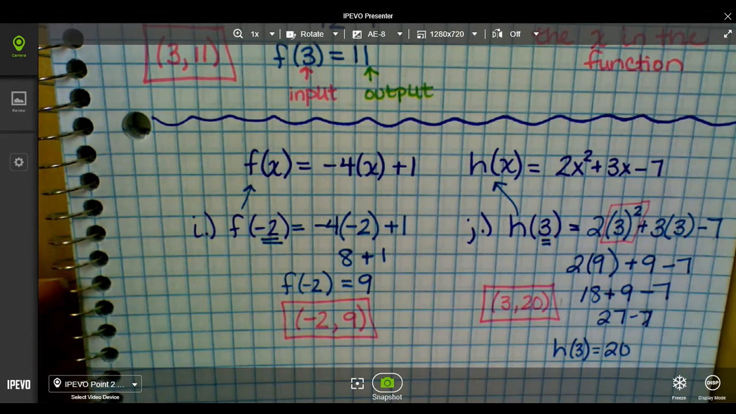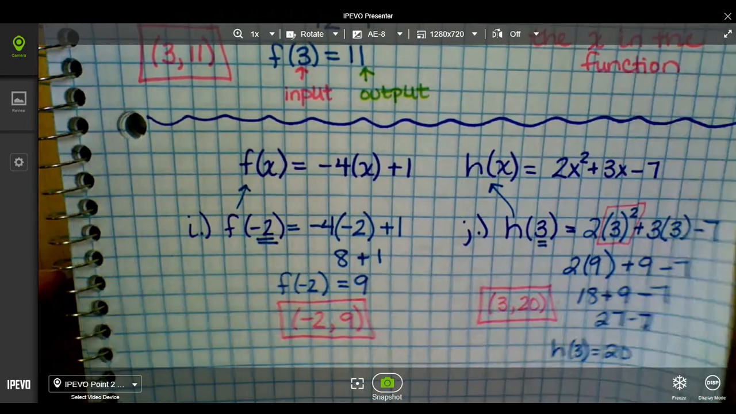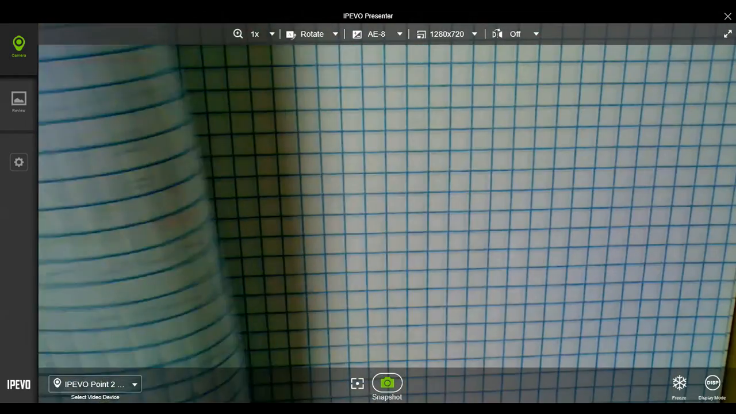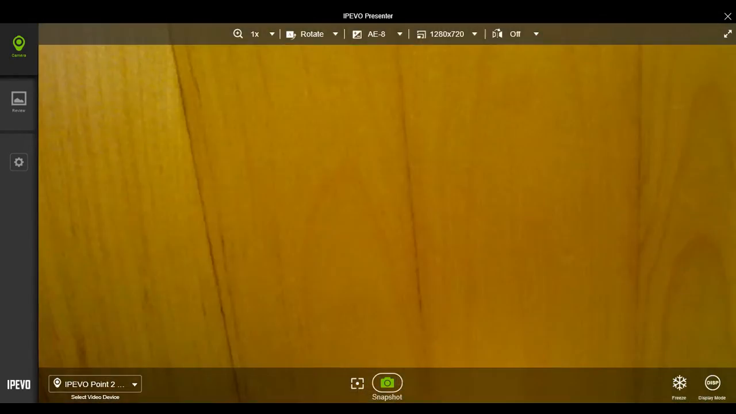Okay, let's do a couple more. I'm just going to turn the page. So again, feel free to pause it whenever you need.